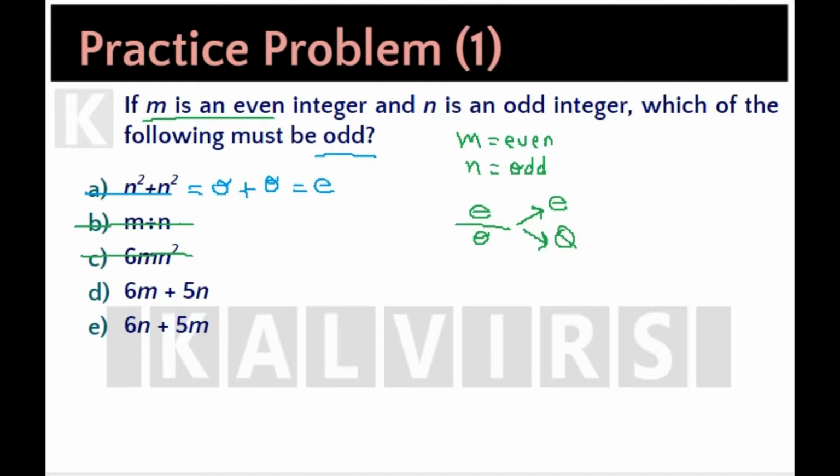So I check letter D. 6 multiplied by m is an even number because both of them are even integers. M plus 5 multiplied by an odd number is as well odd. Finally, we get even plus odd, and according to the rules, even plus odd equals odd. So letter D is our answer.